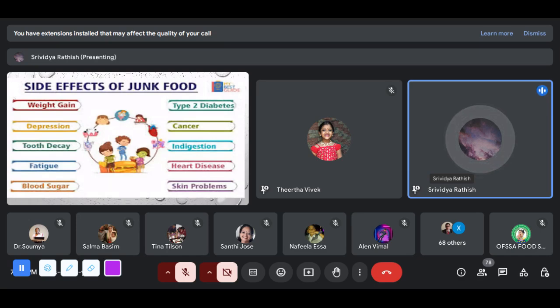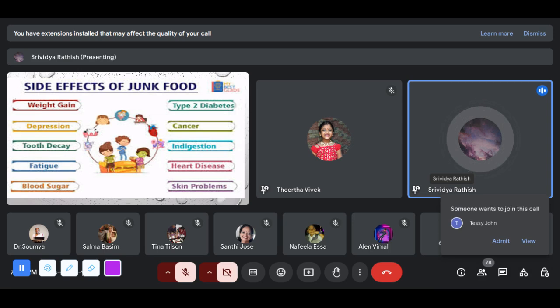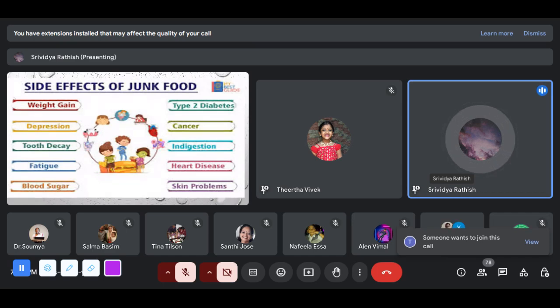See, these are all the side effects of junk food. We all know this: weight gain, tooth decay, blood sugar problems, fatigue. Fatigue happens because too much sugar causes spikes in blood sugar followed by a dip. The dip makes us very tired and lazy. Then there is a risk of type 2 diabetes, indigestion, heart disease, skin problems, etc. Skin problems, mainly acne.